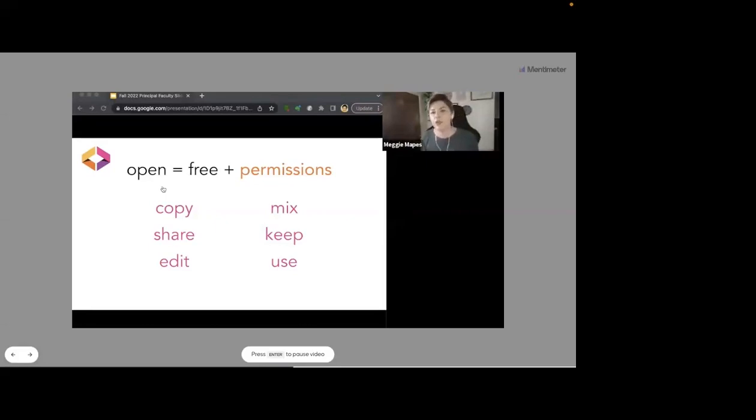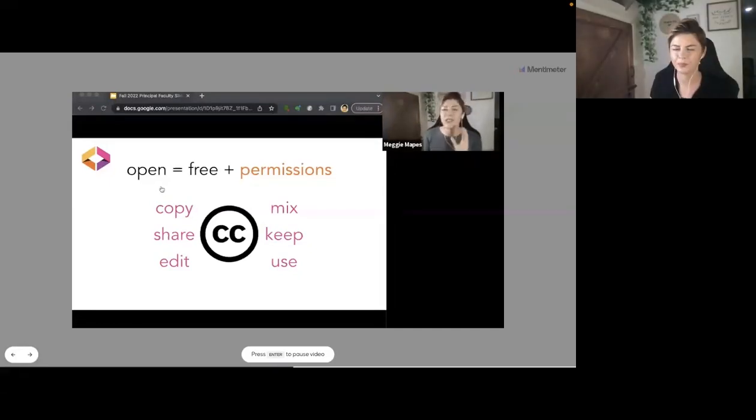Because we can enable users to engage with the content in a variety of ways under Creative Commons licensing. So we then get closer to achieving more equitable learning outcomes. Right? So Creative Commons, free plus permissions, which can include some or all of these different components.